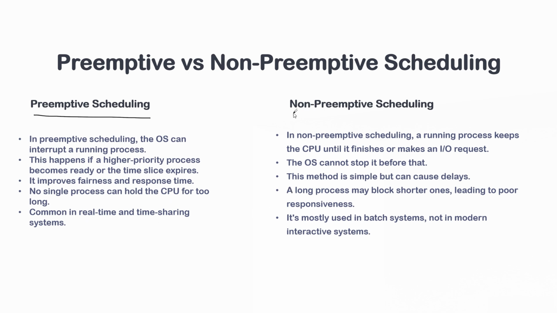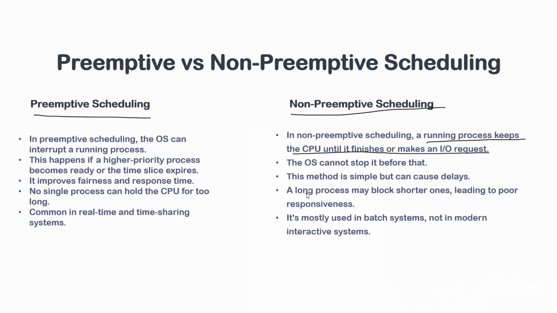Now I am going to explain non-preemptive scheduling. In non-preemptive scheduling, a running process keeps the CPU until it finishes or makes an IO request. The OS cannot stop it before that. This method is simple but can cause delays.